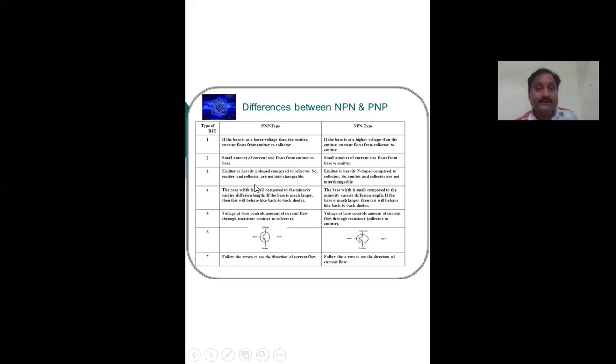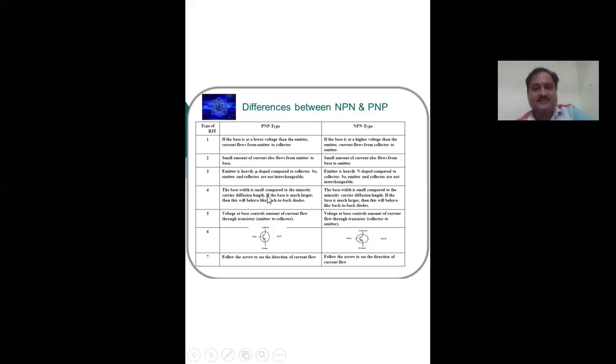Emitter is heavily doped compared to collector. The emitter is heavily N doped. Why? Because both are N. Two N semiconductors, one P. That is two N's. The emitter is heavily doped. In the PNP, the P is heavily doped. Emitter junction, not collector type of terminal.